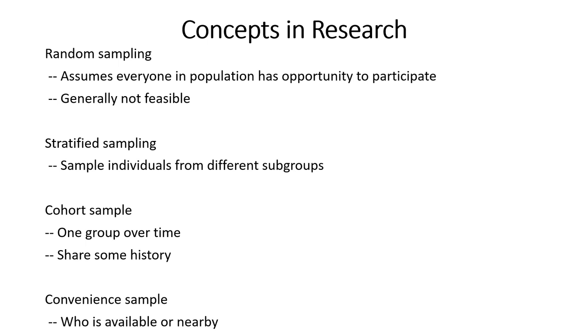The first method is called the random sampling method. Here, the assumption that researchers have while collecting a sample is that everyone in the population has an opportunity to participate. Since we are taking people randomly from the population, everyone gets a probability of being selected, meaning that if I collect multiple samples from the population, then in these multiple samples, everyone will be represented.